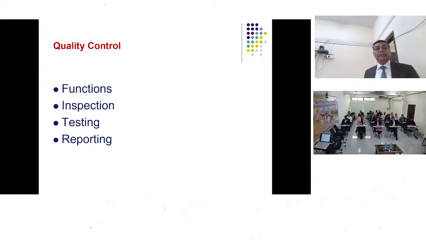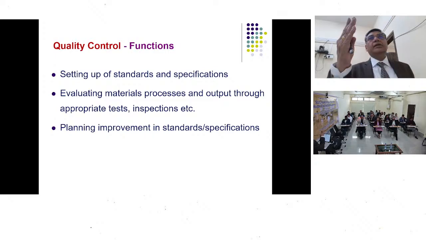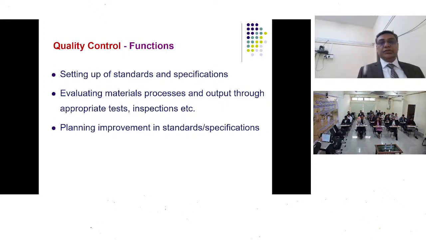Quality control, basically, we'll be talking about the functions: inspection, testing and reporting. So what is the function? Setting up standards and specifications. As I was saying, you may have numerous standards for the same parameter, but which particular standard is to be selected, that you have to see. Evaluating material, processes and output through appropriate tests, inspections, etc.